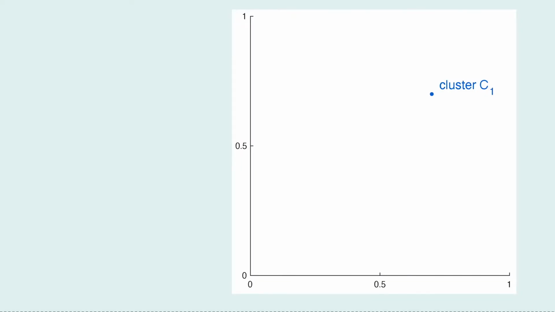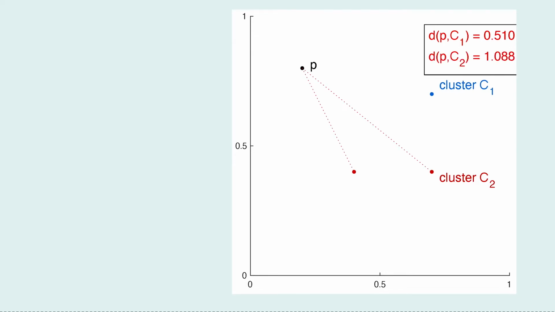Given a cluster, in the example of size 1, and an additional point P, we define the distance between them in the beginning of the video, in the example being roughly 0.5. If we add another cluster, in the example of size 2, we can compare which cluster is closer to the point P. Here, the cluster C1 is closer to P than cluster C2. In this case, we say that P lies in the Voronoi region of C1.